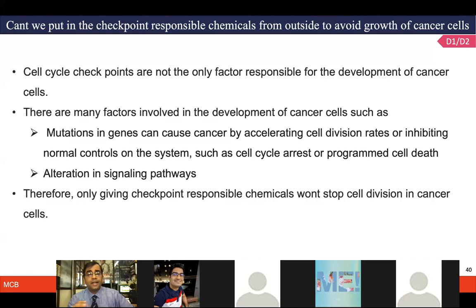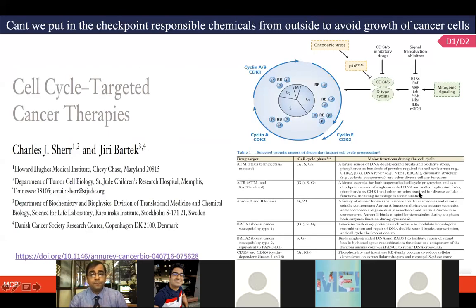And that's where there have been many experiments, many efforts going on in the field to try out different cell cycle checkpoint inhibitors and different chemicals like what you thought, whether those could be used to control these cancer cells, right? While this is not completely successful and this is not the only factor responsible for cancer cell development, this article, which is a good review article, I've given the reference here. You can use that to read in more detail.